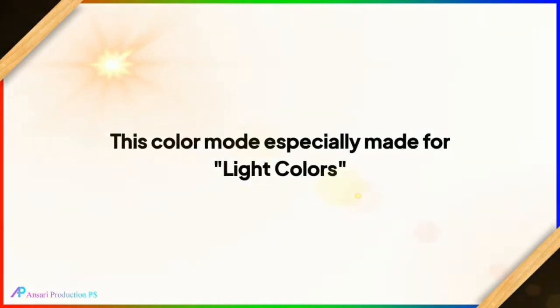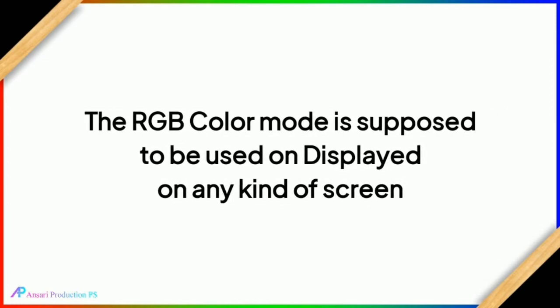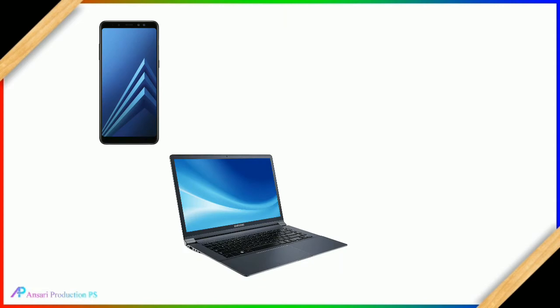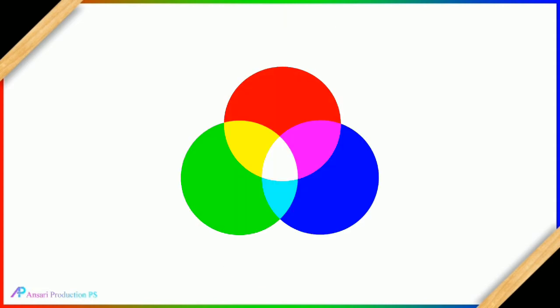This color mode is specially made for light colors. The RGB color mode is supposed to be displayed on any kind of screen, like mobile, laptop, tablet, etc. When red, green, and blue are mixed together at equal intensity, they create pure white color.